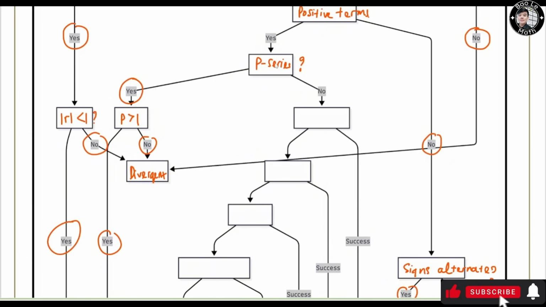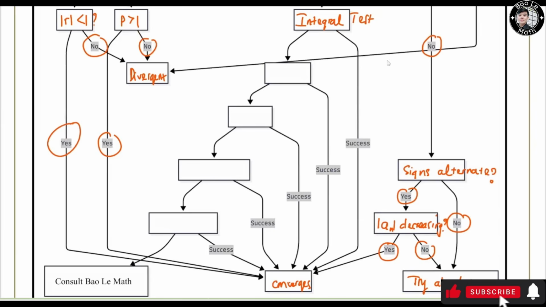Now, what if the series right here is not a p-series? Think about the integral test. If this one works, the series converges. If you cannot use the integral test, think about the ratio test. If you succeed, then the series converges. If you cannot use the ratio test, think about the root test. If you succeed, then the series converges. If not, think about the direct comparison test.